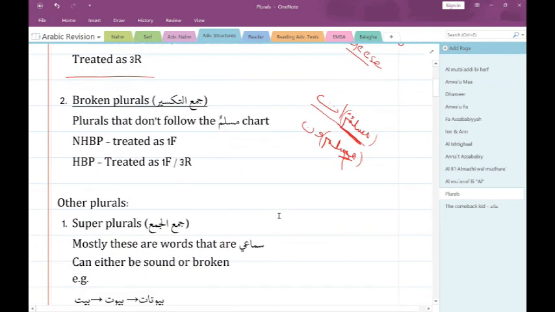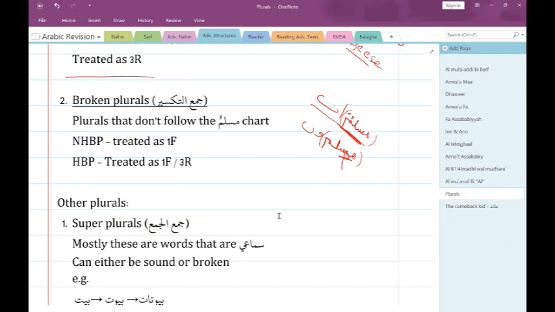Now here, again, it's further divided into two. We learned this a long time ago. Either it could be a non-human broken plural, and we know that these ones are treated as singular feminine, 1F. Or it could be a human broken plural, and by human broken plural, we mean intelligent beings. So we mean human beings, we mean angels, we mean jinn, intelligent beings is what we mean by human broken plural.